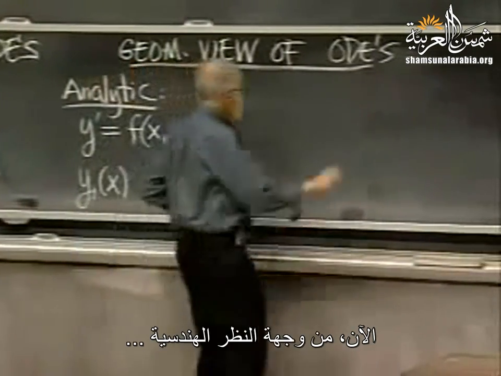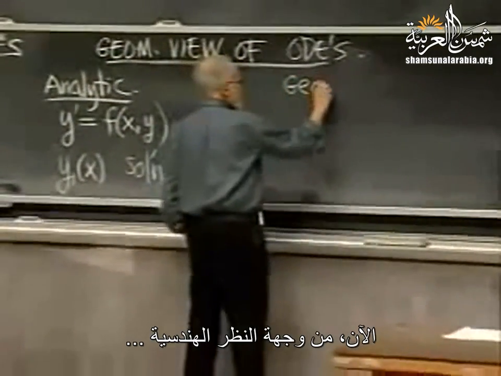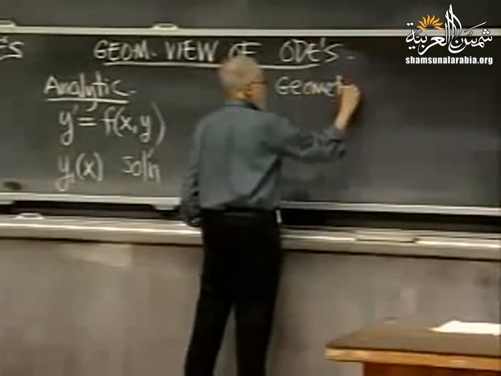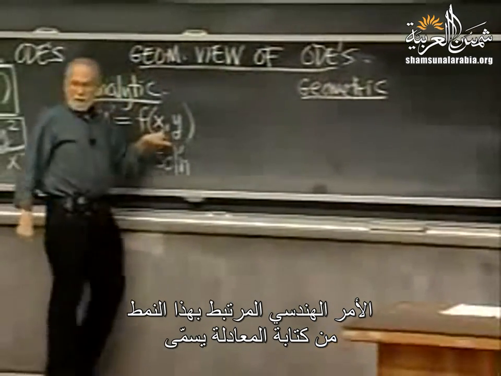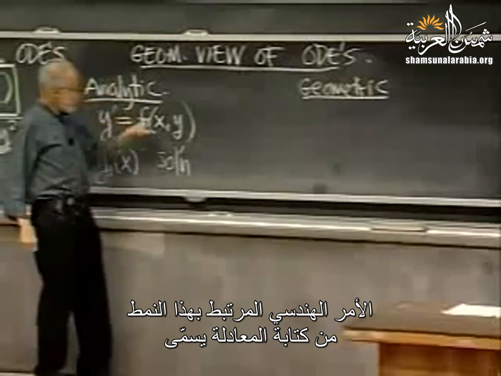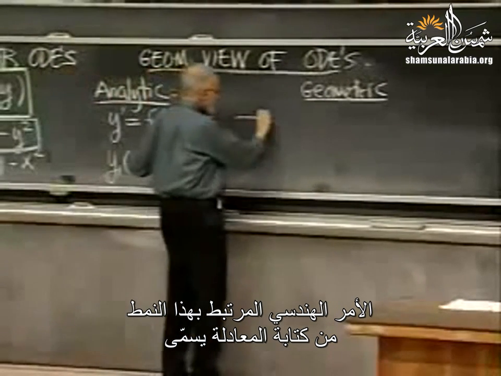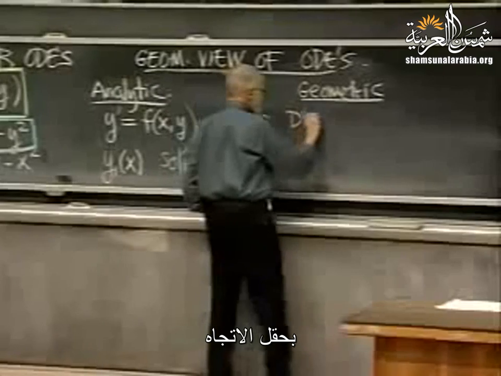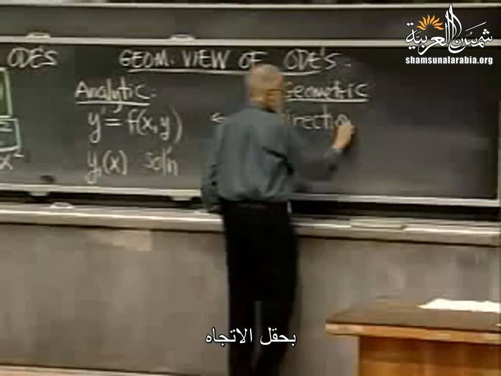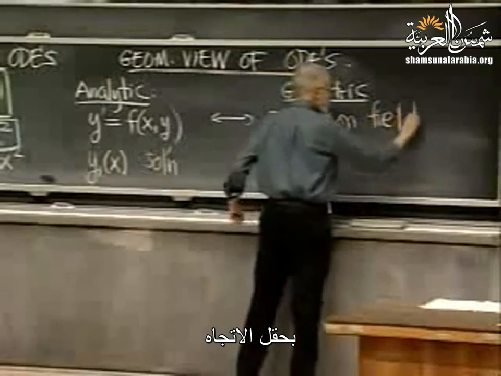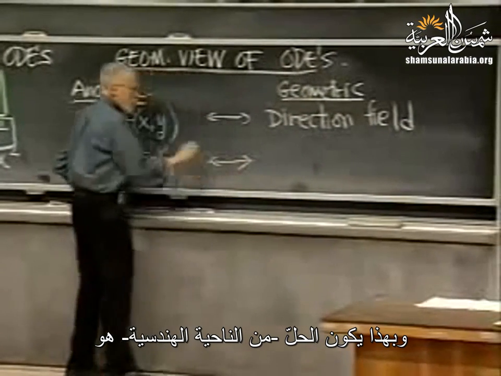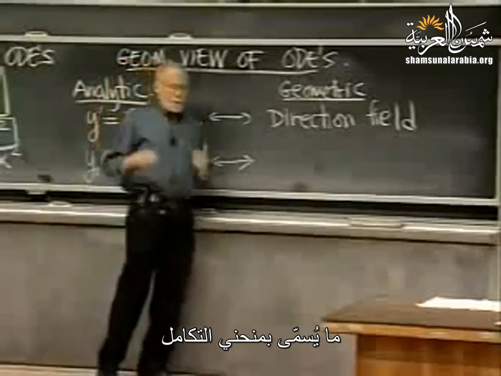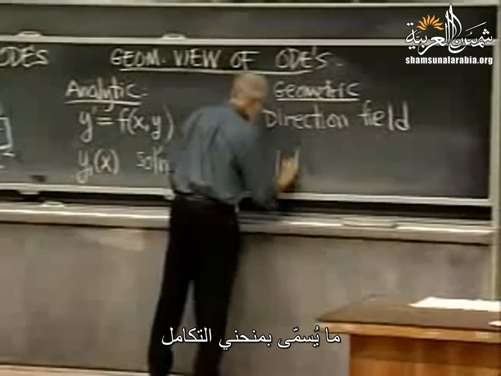Now, the geometric view that corresponds to this version of writing the equation is something called a direction field. And the solution is, from the geometric point of view, something called an integral curve.